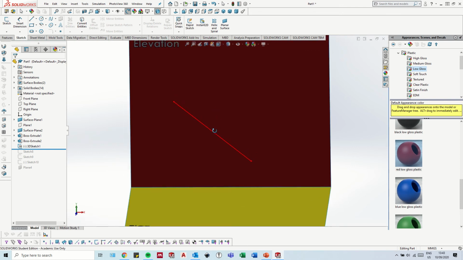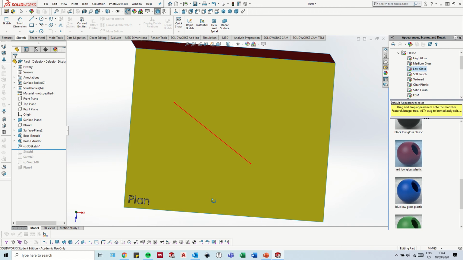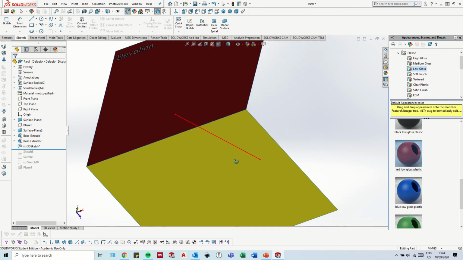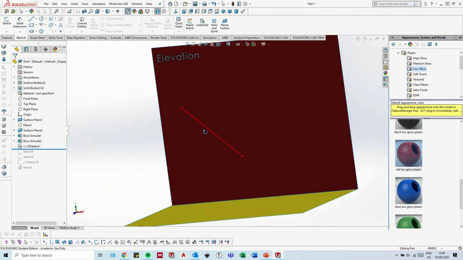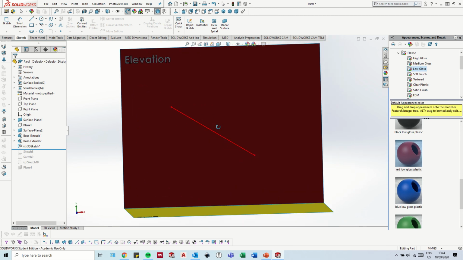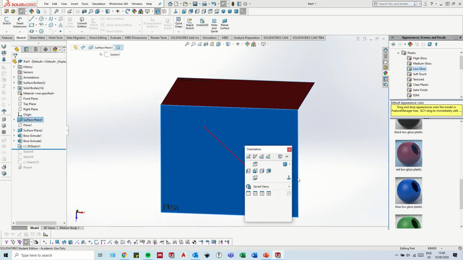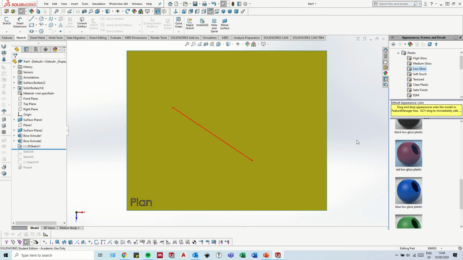Now if I get my additional information and look down on plan, I can see that no, it wasn't, because it's actually distorted in both views. You can see it's at a bit of an angle. So if we look at it in elevation, it's not our true length, and if we look down on plan, it's also not our true length.